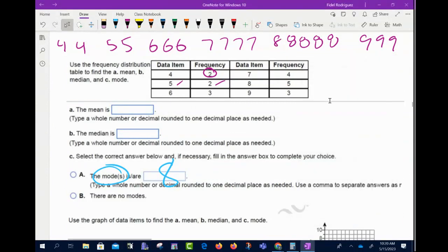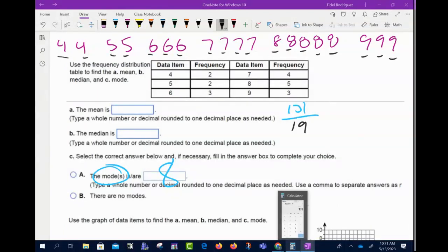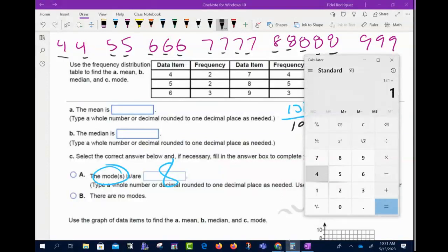But y'all, I need to figure out what am I going to divide that by? 131 divided by, look, we're going to count how many numbers we had. 1, 2, 3, 4, 5, 6, 7, 8, 9, 10, 11, 12, 13, 14, 15, 16, 17, 18, 19. Very good. So look, we're going to take 131 and divide it by 19. Okay, look what it tells me to do.